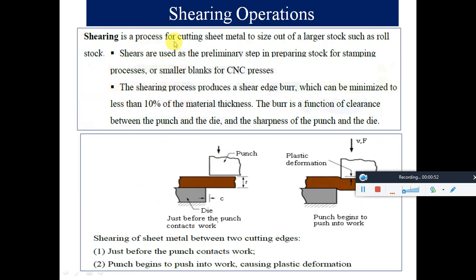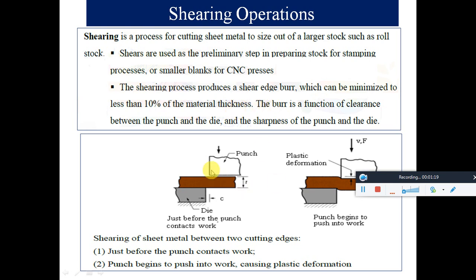Here, shearing is a process of cutting sheet metal to size out of a large stock such as roll stock. So shears are used as a preliminary step in preparing stock for the stamping process or smaller blanks for CNC presses. Generally, shearing is the first step for any sheet metal process. It produces a shear edge burr which can be minimized to less than 10% of the material thickness.